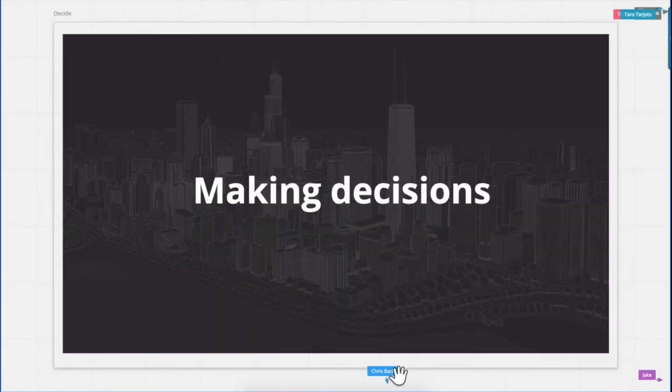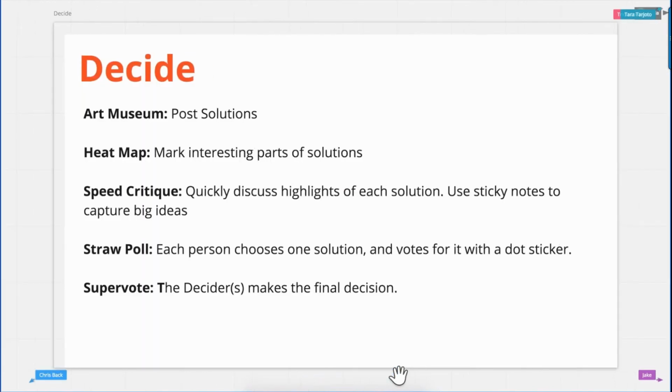On day three, it's time to decide. There are several activities the team uses to help them decide. We start out by posting our solutions on the board. And the great part of having unlimited space on the board means there's plenty of room for solutions.